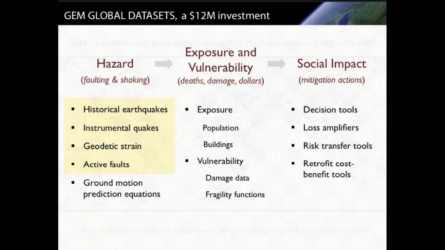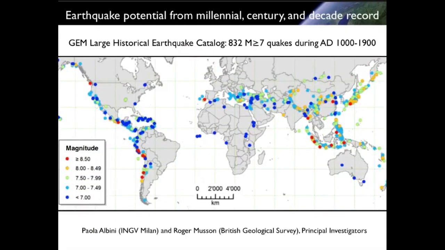analysis. So historical earthquakes, basically what GEM is trying to do is produce a millennial record of earthquakes, a century record of instrumentally recorded earthquakes, and a decade record from geodetically measured strain. This very long-term and short-term picture that are complementary to each other. So here is our global historical set of large earthquakes over the last 900 years.